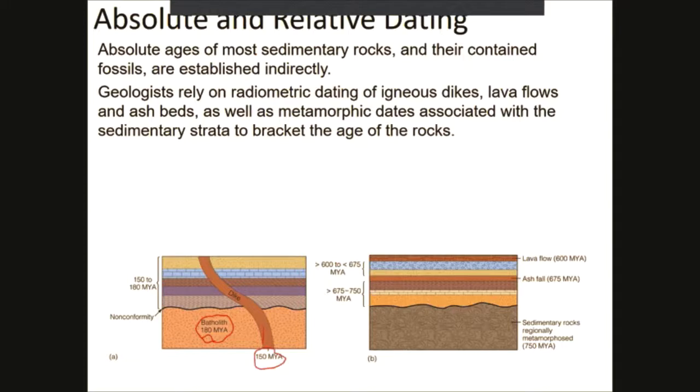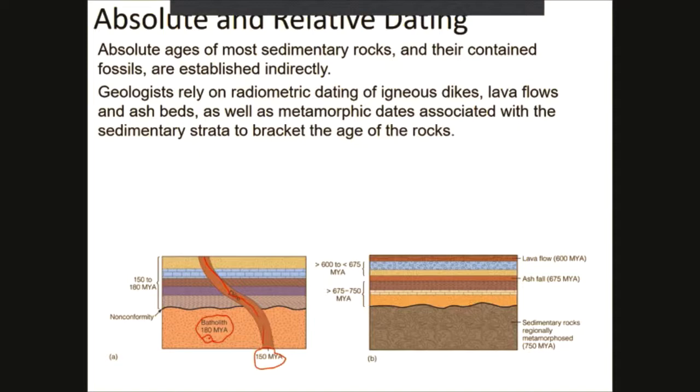Now, relative dating tells us that these sedimentary rocks are younger than this batholith, but this dike is younger than the sedimentary rocks, so these sedimentary rocks are older than the dike, which tells us that these sedimentary rocks must be between 108 and 150 million years old. So we can apply that absolute bracket in time.